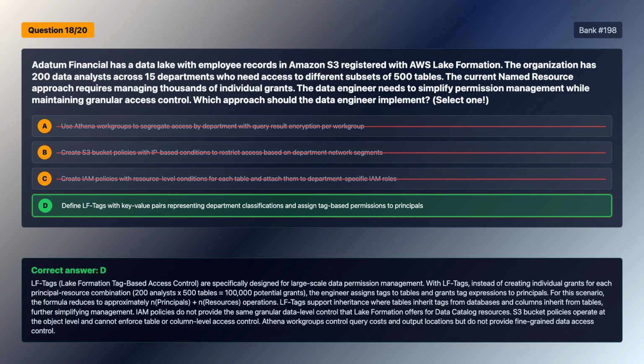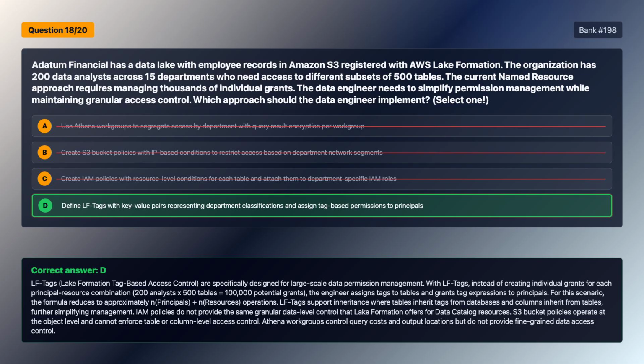The correct answer is option D. LF-TAGs, Lake Formation tag-based access control, are specifically designed for large-scale data permission management. With LF-TAGs, instead of creating individual grants for each principal-resource combination, 200 analysts x 500 tables equals 100,000 potential grants, the engineer assigns tags to tables and grants tag expressions to principals. For this scenario, the formula reduces to approximately n principals plus n resources operations. LF-TAGs support inheritance, where tables inherit tags from databases and columns inherit from tables, further simplifying management.